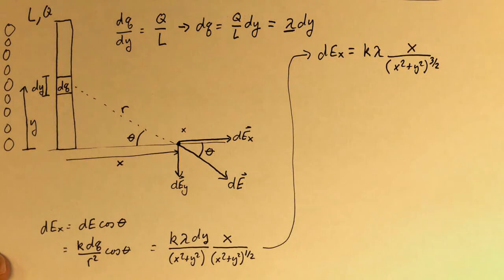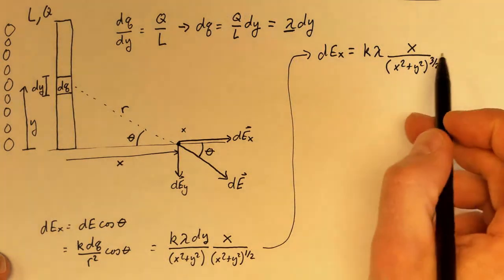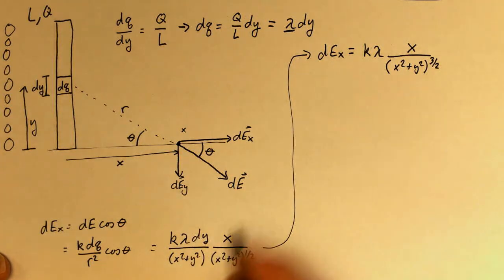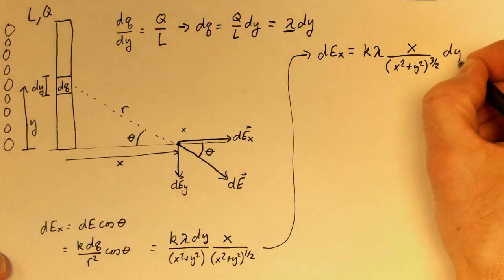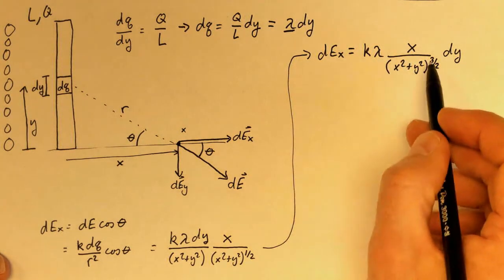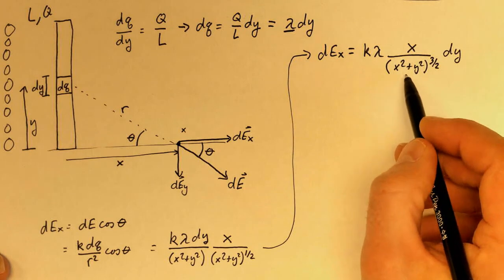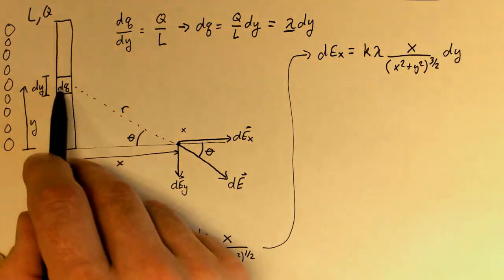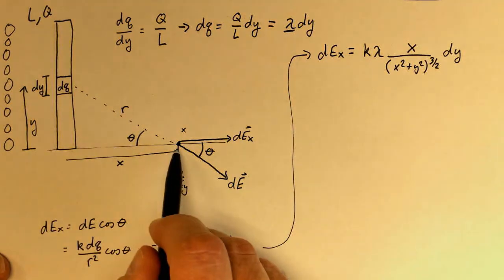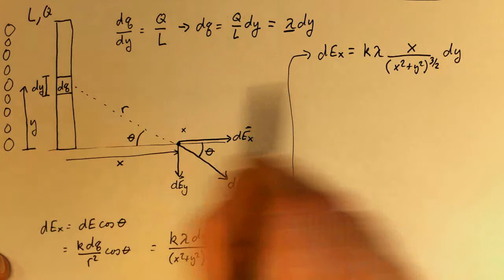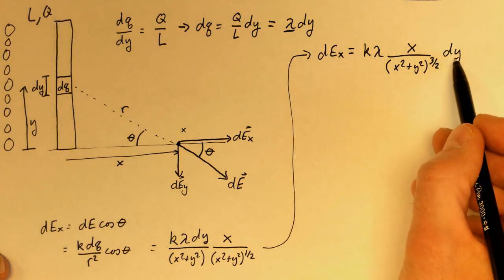Okay, so I get that as my total value of dEx. Oh, sorry, I forgot my dy. I need to put my dy. I'm going to place that right there. So I have some constants. I have a function of the position of the charge, as well as the position I'm measuring it at, and then I have this little step in dy, and that is my integration variable.